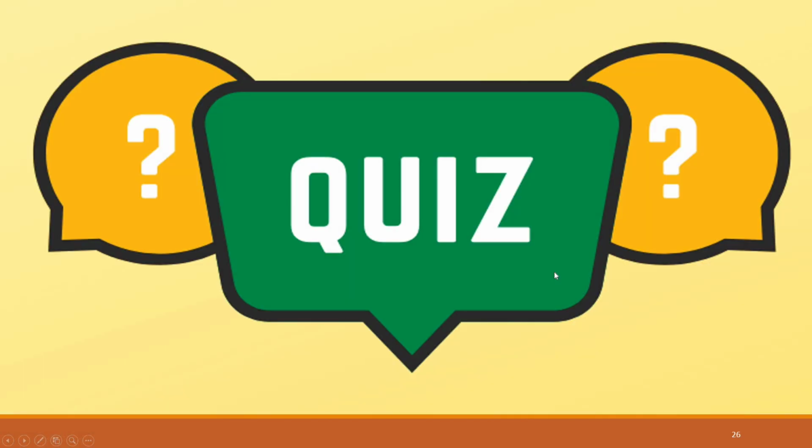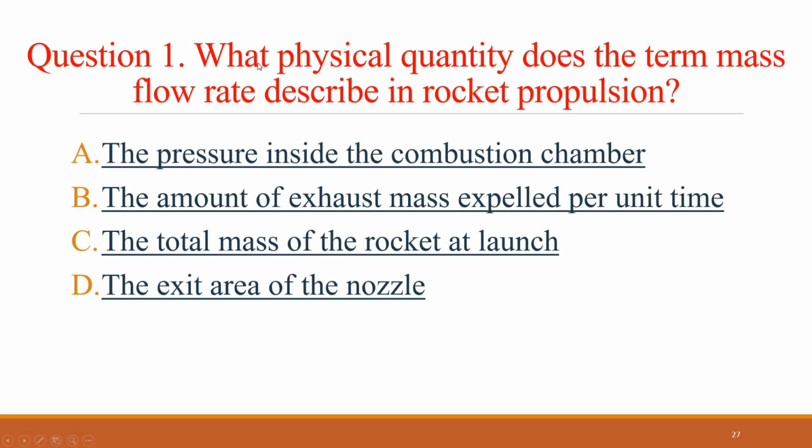Okay guys, now let's have a little quiz. The quiz consists of 10 questions. I'll give you 10 seconds for each one, and then I'll show you the correct answer. Let's start with the first question. Question 1. What physical quantity does the term mass flow rate describe in rocket propulsion? The correct answer is the amount of exhaust mass expelled per unit time.